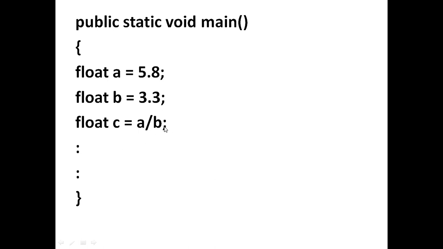This is called dynamic initialization. Float c = a / b means it is not a fixed value assigned, but an operation performed, that is 5.8 divided by 3.3. This is called dynamic initialization. Okay, thank you.